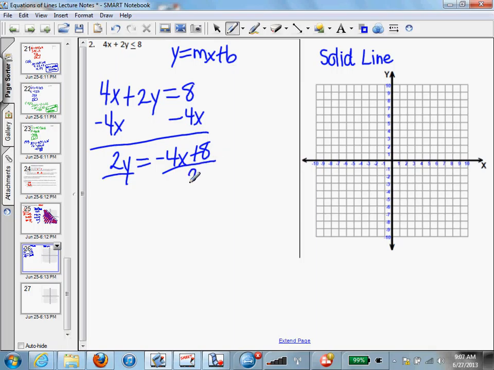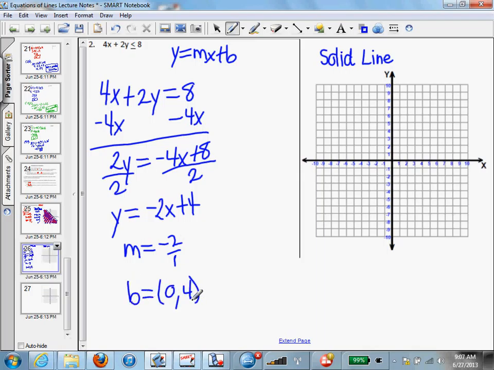Let's get rid of everything beside the y by dividing by 2 on both sides, leaving us with y equals negative 4 over 2, so just negative 2x plus 4. That means the slope is negative 2 over 1, and the b is the coordinate pair 0, 4.